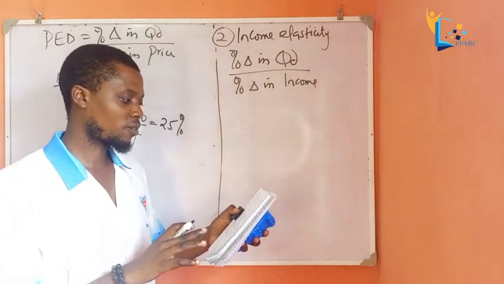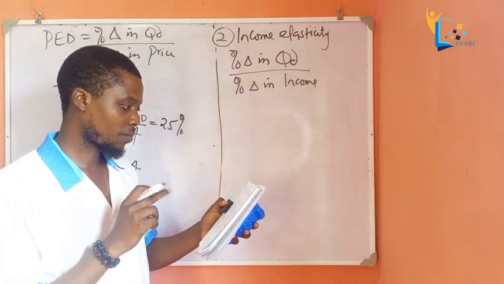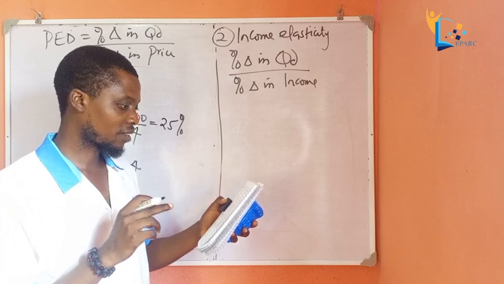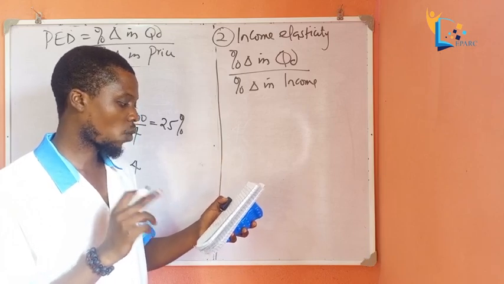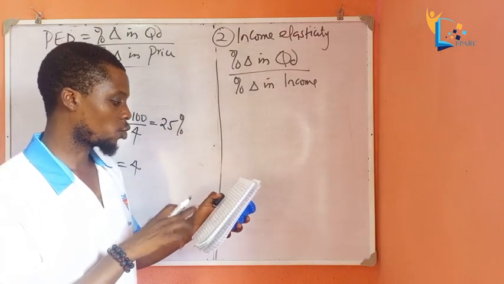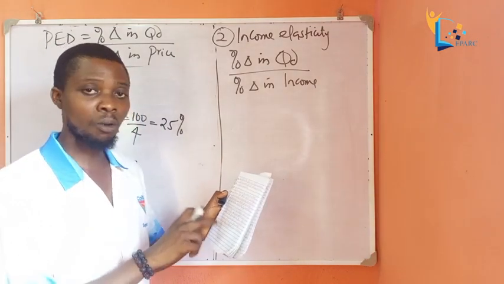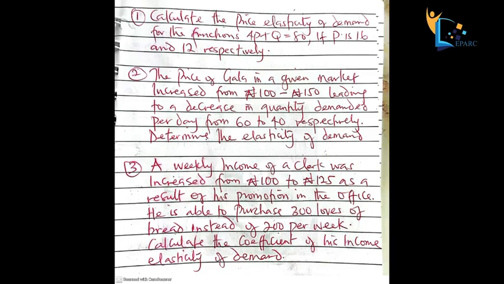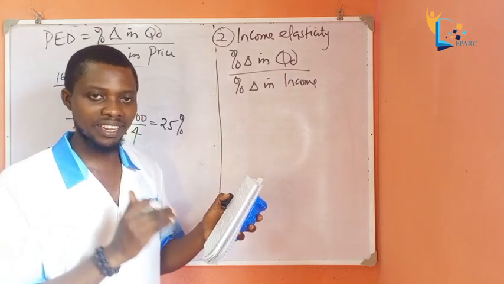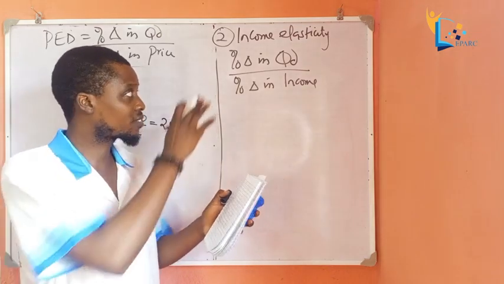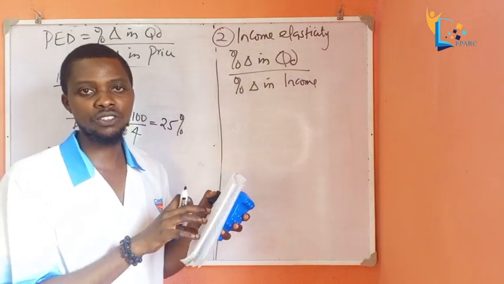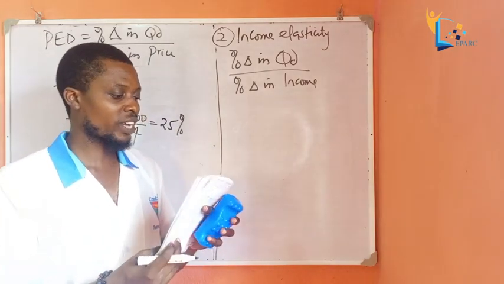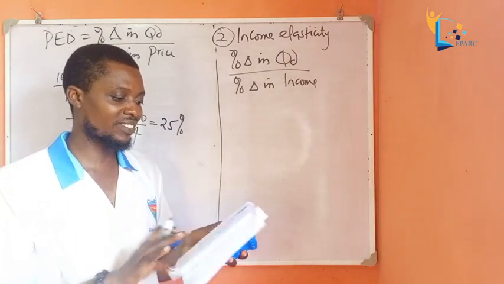I have a question here. Number 2, let me see. The price of gala is given a market increase, leading to a decrease in quantity demanded per day from 6 to 4. Okay. You try number 3. I'm going to share it on the screen. Number 3 is for income elasticity. So I want you to use this approach to solve that number 3 question. Solve number 2 and number 3 so that we'll go straight to cross elasticity of demand.